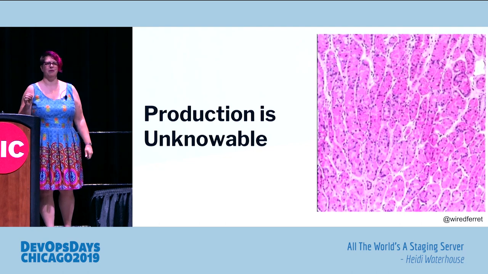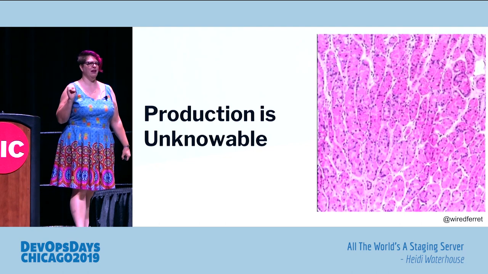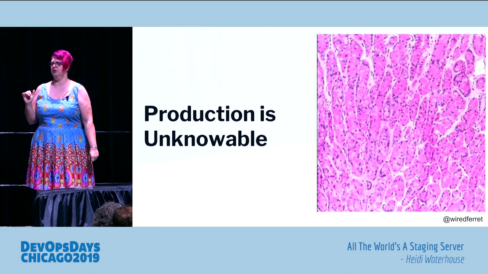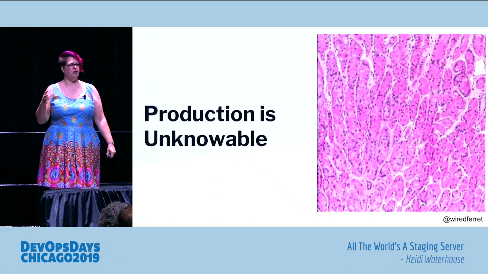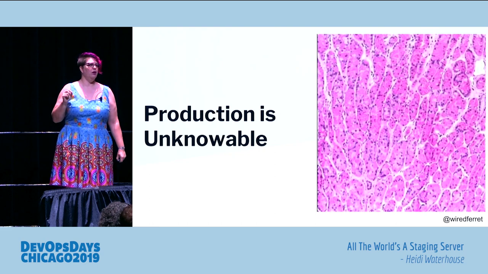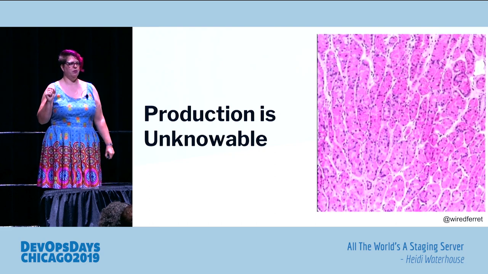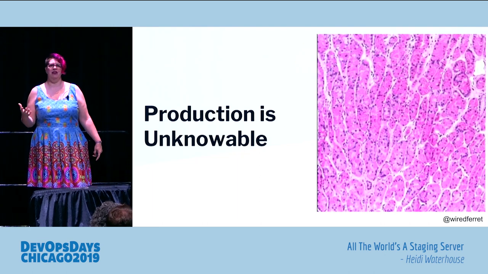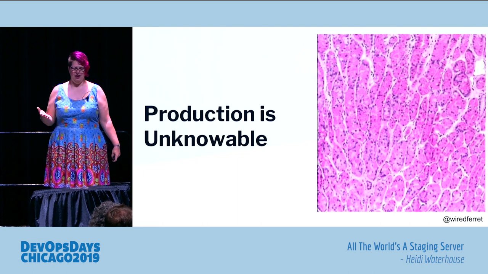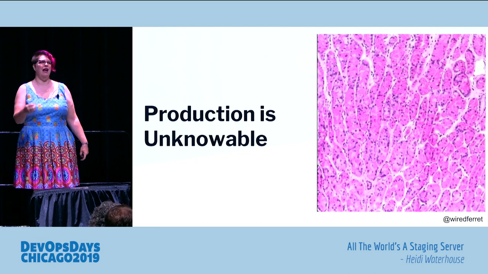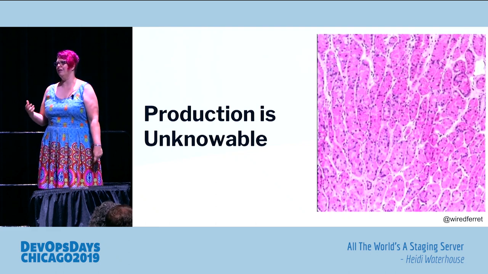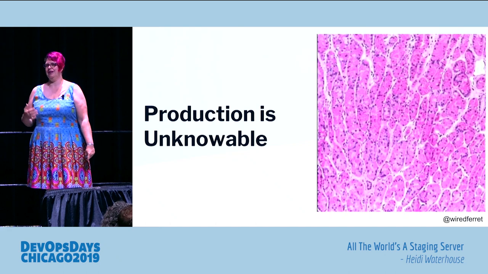Production is unknowable. This is an image of an organ in your body that we didn't know we had 5 years ago. It's called the interstitium. And it's basically a bunch of tubes filled with pressurized fluid that run all through our body, sort of like the lymph system, but different. And the reason we didn't know about it is because if you cut into a pressurized tube, what happens? It collapses, right? So until we had good enough imaging to not cut into the tube, we didn't know the tube was there. Production is the same way. Until we have real data flowing through the real pipes under real circumstances, we're never going to be able to see it. And our imaging is not good enough yet to be able to test or predict that.